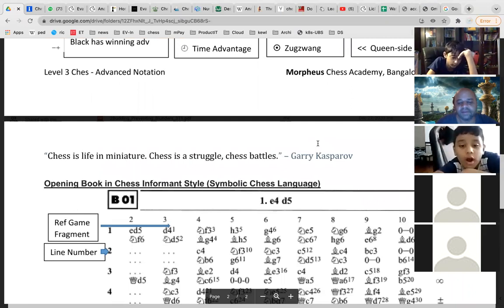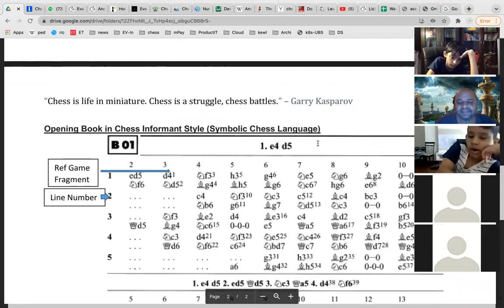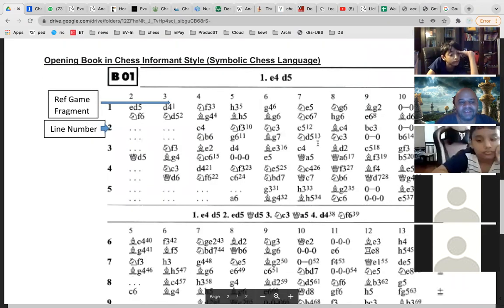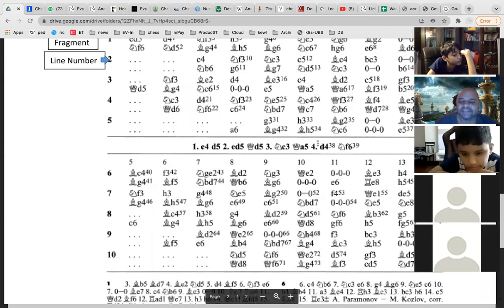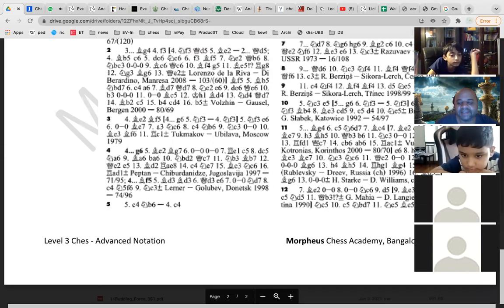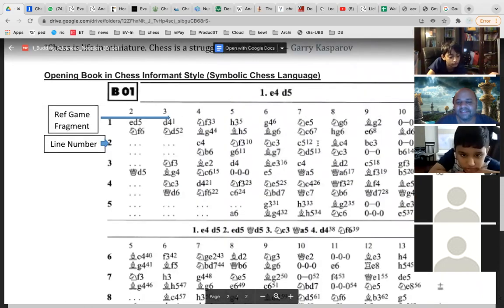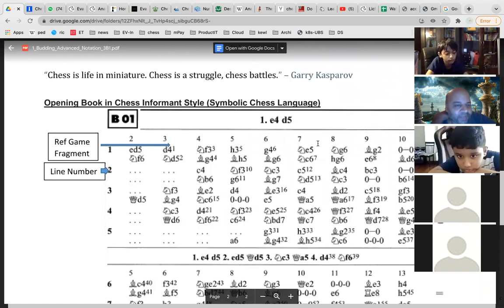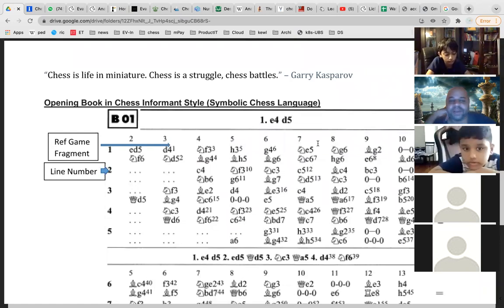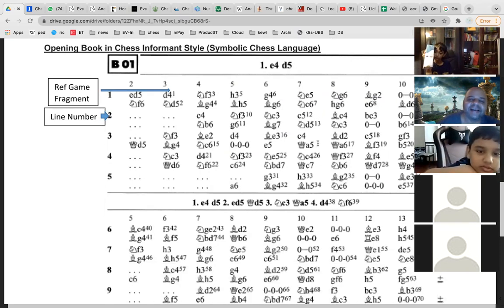Then I'm going to talk about another notation system, but probably I will take this later on because it is an advanced level notation. This is how the opening books are written. There are a lot of opening books which give you all the openings. I will explain what it means. It is written in algebraic. So let me take a stab at it. See, this is how the openings are written.